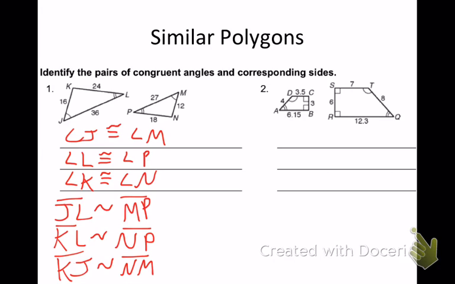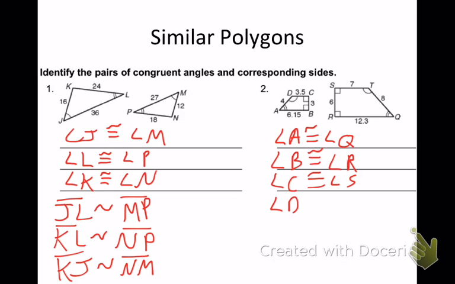If I were to look at angle A, Becca, what would angle A be congruent to? Angle Q. Nice job. Audrey, angle B. What would angle B be congruent to? Angle R. Luis, angle C. What would angle C be congruent to? Angle S. And angle D. What about angle D, Jeremiah? Angle T. Now let's talk about AB. What would AB be similar to, Trent?